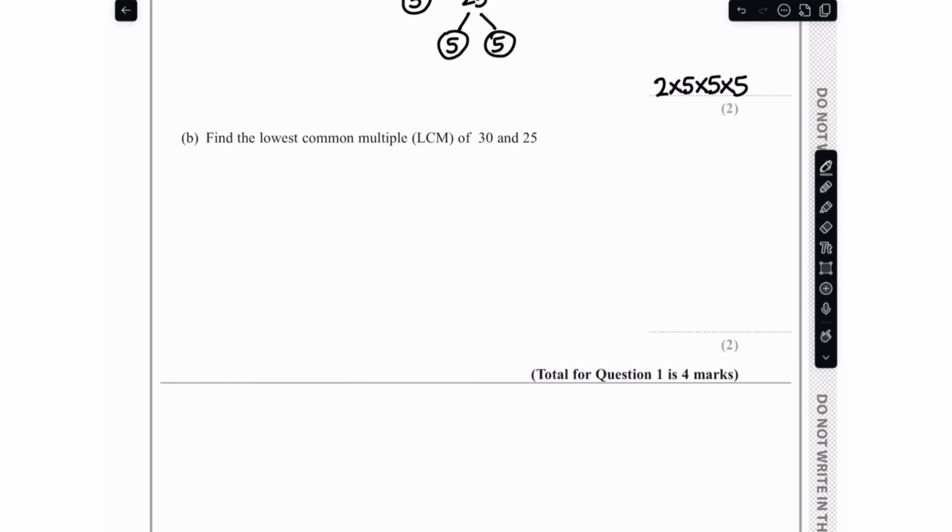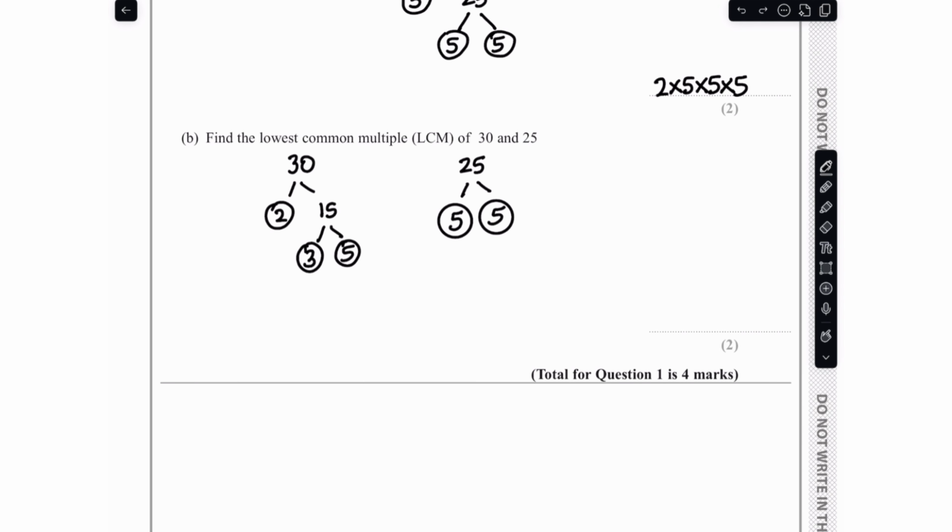In the second part of this question, we are told to find the lowest common multiple of 30 and 25. So I'm going to repeat what I did in the previous part of this question by breaking each number into its prime factor tree. So 30 can be divided by 2 and that gives 15. And 15 can be divided by 3, in which case you're left with 5. And for 25, I can split this up into 5 and 5.